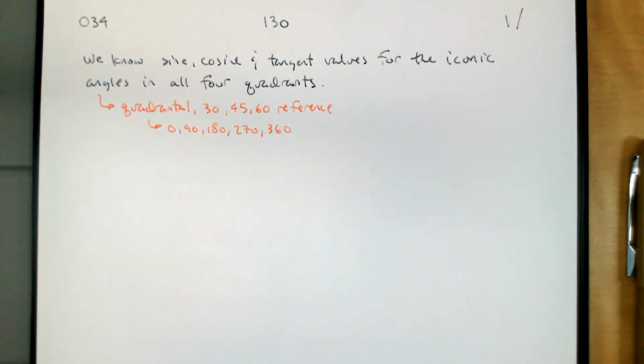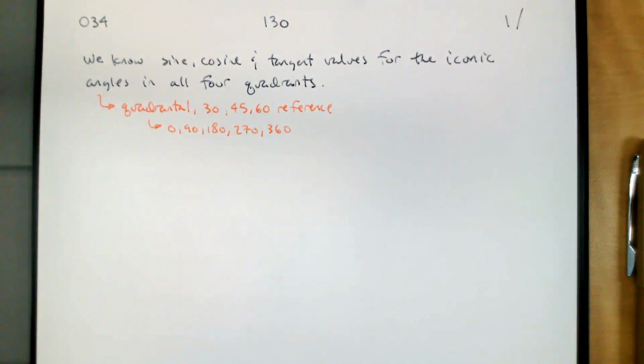So those are all quadrantal angles and 30, 45, and 60-degree reference angles. And we know those values. The 30, 45, and 60-degree reference angles have sine and cosine of 1/2, √2/2, and √3/2. Tangent of 30 is 1/√3, which you might know also as √3/3. Tangent of 45 is 1. Tangent of 60 is √3. So we know all of our values going all the way around.